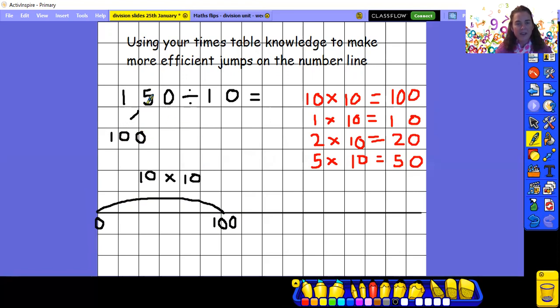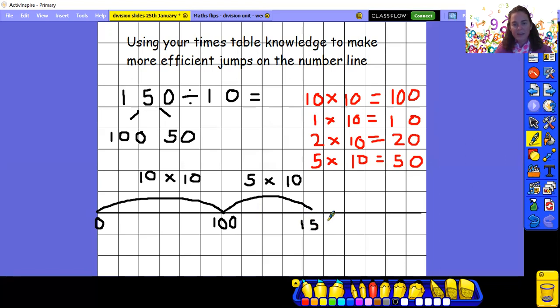What's left? If I've counted to 100, what is left? I've got to get 50 more. Oh, well, let's have a look at our times tables on the right-hand side in red. Do any of these equal 50? Yes, we've got our 5 times 10. Look, so I could do a jump of 5 times 10 to add our 50 onto our 100. So 5 times 10 is 50, 100 add 50 is 150.